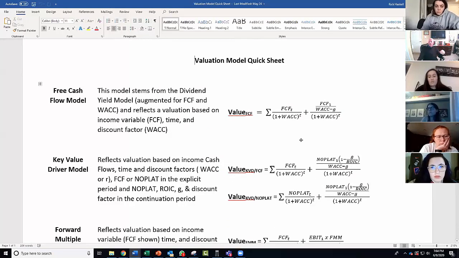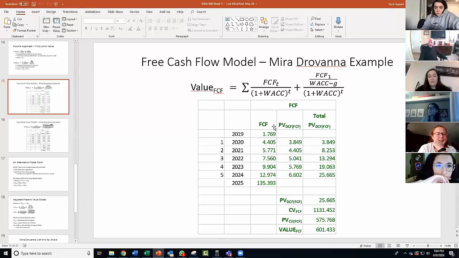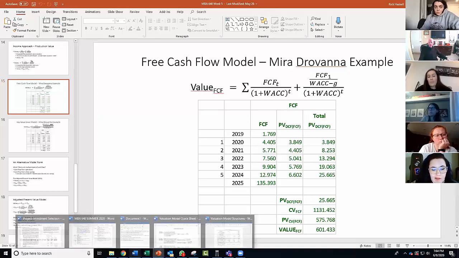I want you to start to notice something. We have the free cash flow driver model. We have the key value driver model. And in the free cash flow model, in our first stage, we have the sum of all the free cash flows that we've forecasted divided by 1 plus a discount rate. Then we add them all up, right? And that correlates with this explicit period's discounting. This is our first stage in a 2-stage construction. You're kind of used to this already. It's not foreign to you at all anymore.